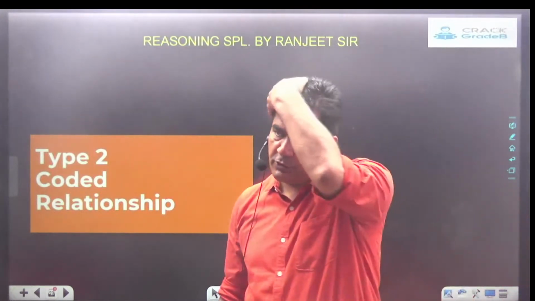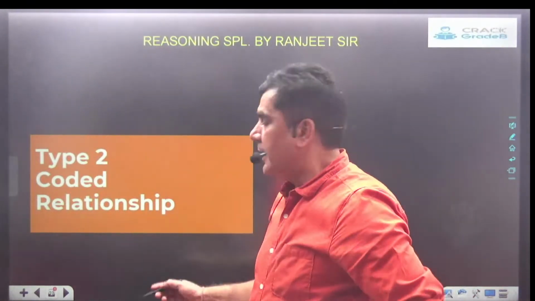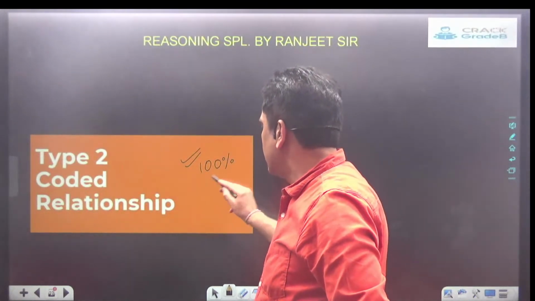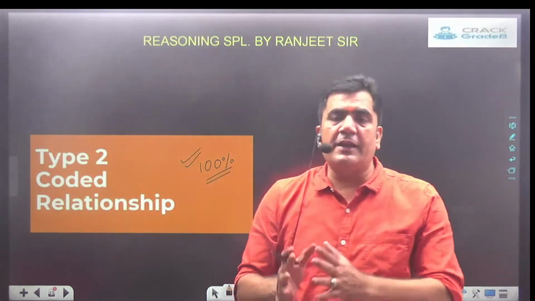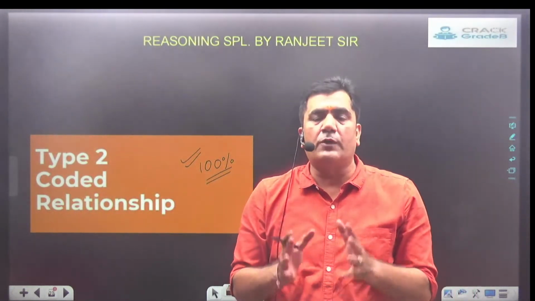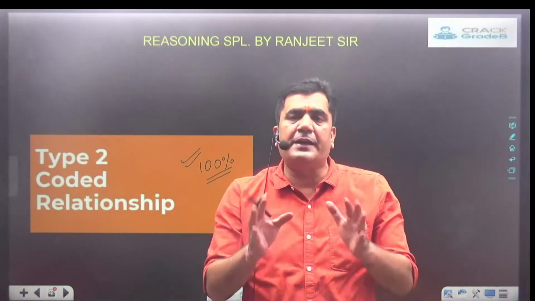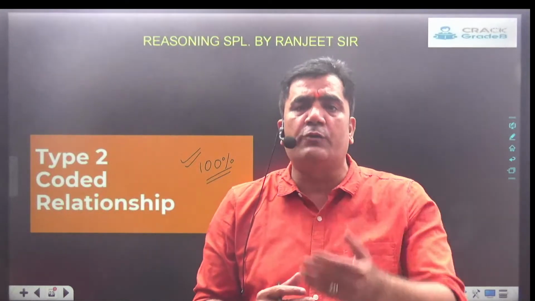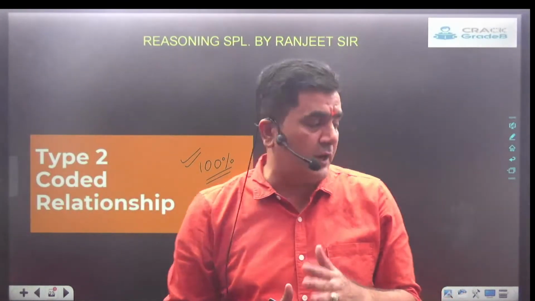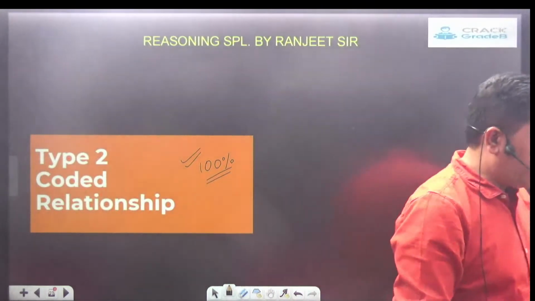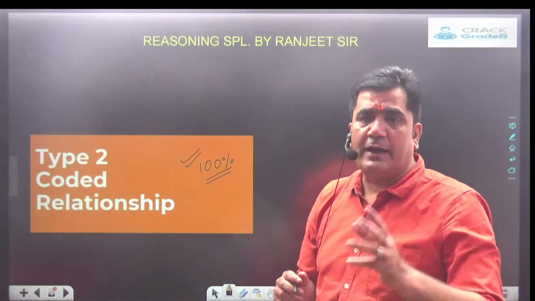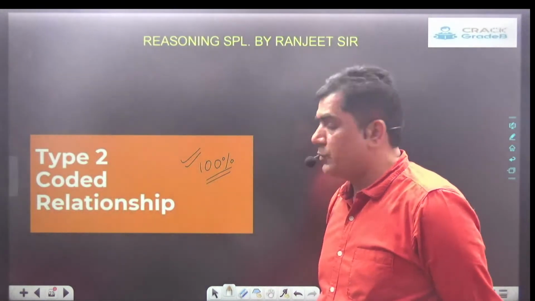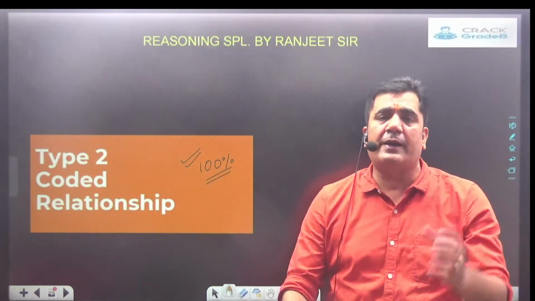Okay, in today's class we are going to start with the concept of coded relationship. And this type of question is 100% going to come in your examination. See, coded relationship means what? Here the relation will be given in terms of some code. Some code will be used by the examiner to give the relation between any two variables. So whenever any symbol is used to signify the relation between any two variables, that part is called a coded relationship. So in today's class we will understand how to get the answer whenever any relation is given in terms of code, and this will be the last part of this topic.